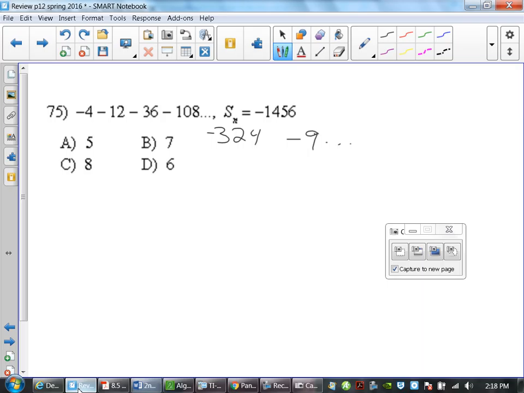How many of those did I just add up? 6. Oh my God, guys, there are 6 numbers. He's adding. I added 6 of them together. Wow, we can count. We're counters in algebra too.